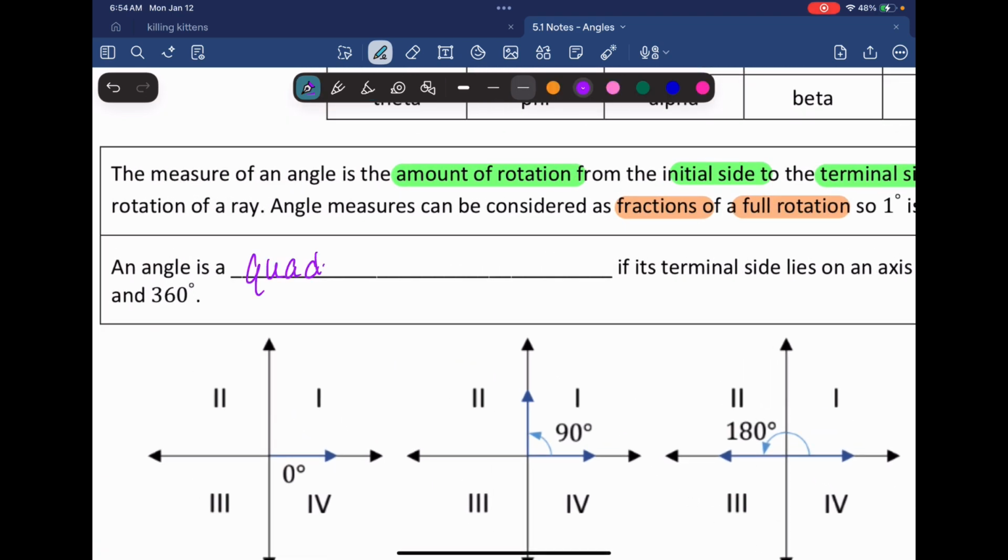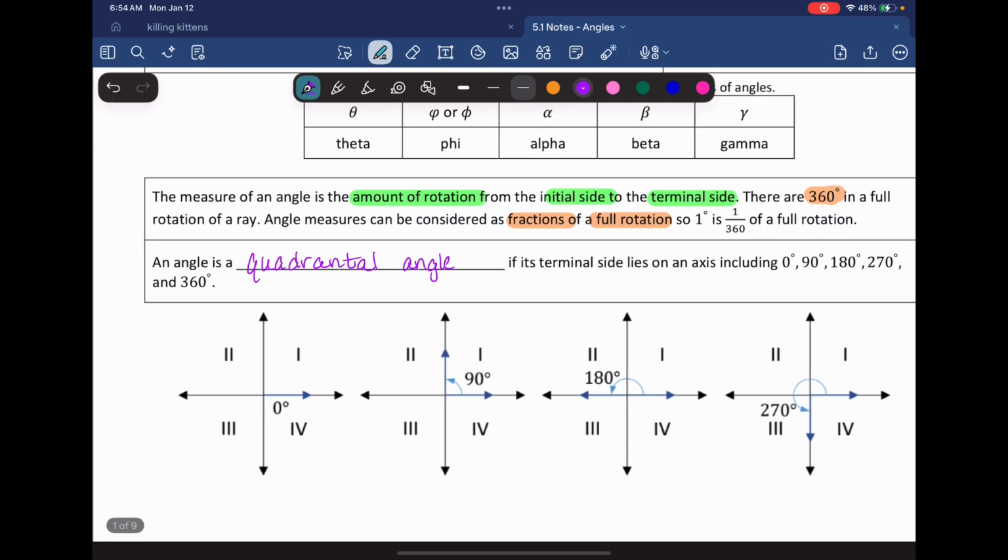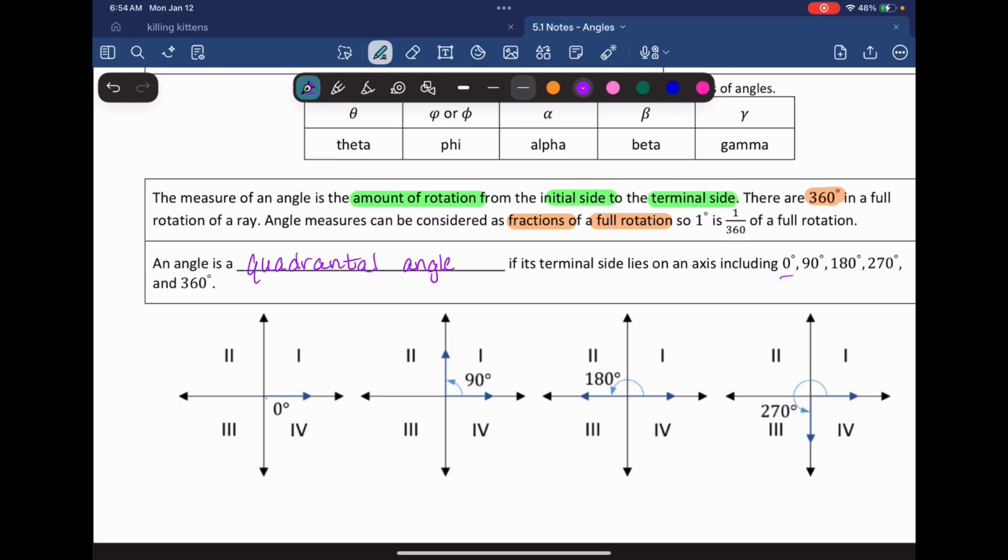An angle is quadrantal, you see that word quadrant in it, if its terminal side lies on an axis. So our major ones: 0, that's right here. 90, terminal side's on the positive y. 180, terminal side's on the negative x. 270, the terminal side is on the negative y. And then all the way around to 360, where it's back to the positive x.